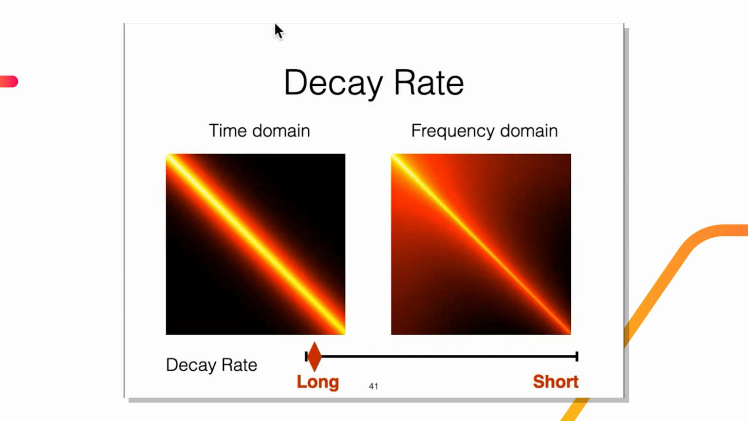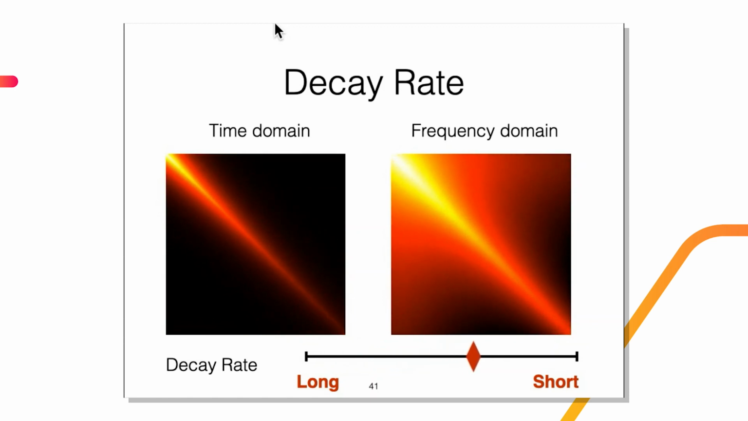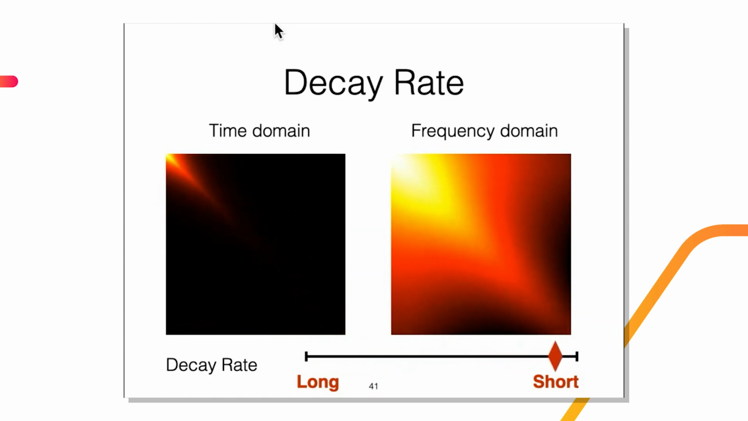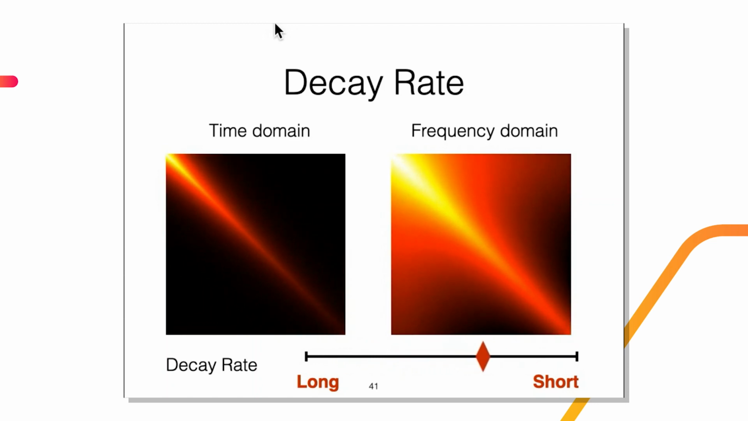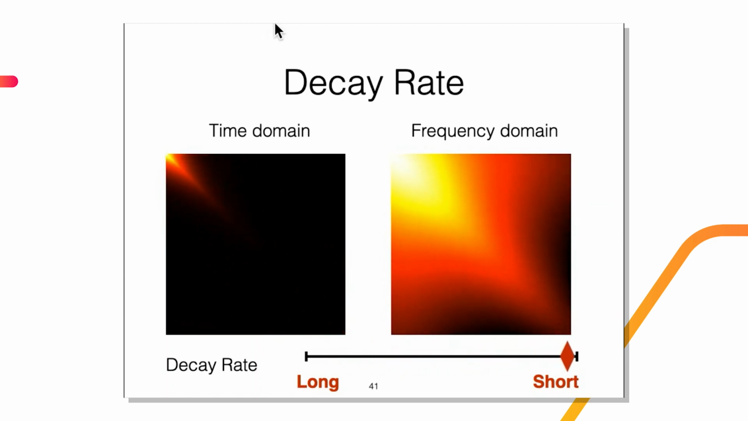What happens now if I make the decay rate shorter, so the decay goes faster? It's an animation here. So the decay rate is faster, and you see what happens in the frequency domain. You see that the frequency domain kernel widens. The correlation in the frequency domain is increasing. I can play that again for you. So I start with a long decay rate, and I shorten the decay rate. And you see that in the frequency domain, the kernel becomes wider, increasing the correlation over the frequencies.